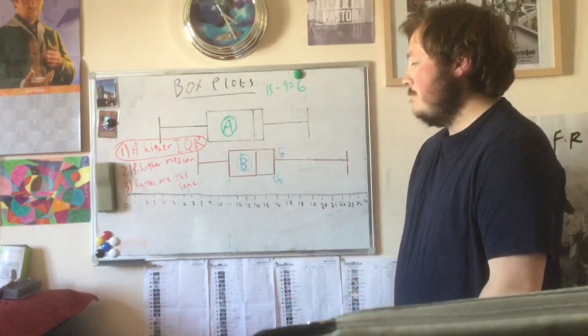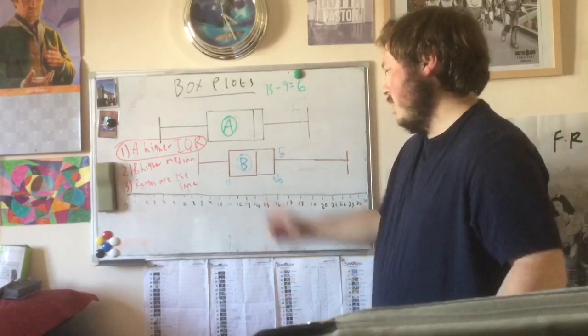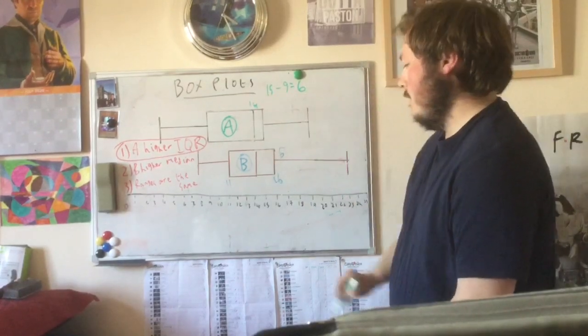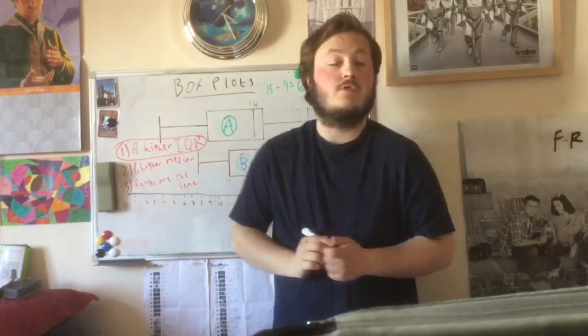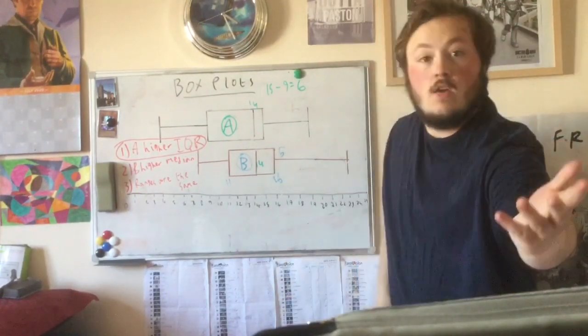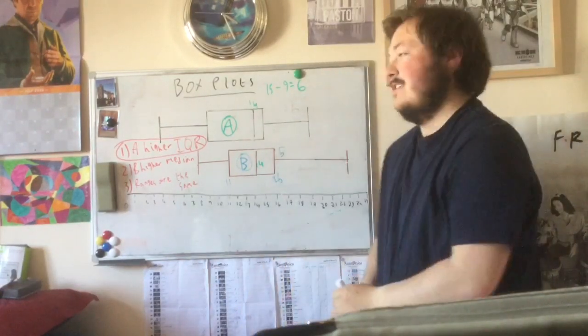The next one I said was B has a higher median. So let's check by looking at A first. So A, we go down, the median is 14. Then we go to B, line down, it's also 14. Oh, so B is not higher. However, it could have just been a mistake on my part. We don't know. Let's check C just in case.